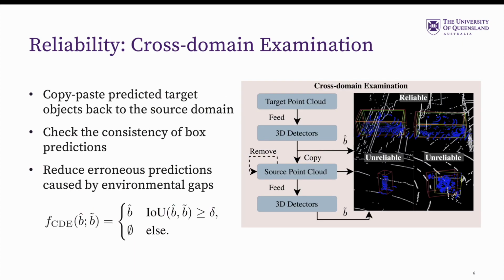Specifically, to address environmental shifts, we introduce a cross-domain examination (CDE) strategy to identify reliable pseudo-labeled objects in the target point clouds. We achieve this by copy-pasting predicted target objects back into the source and assessing the consistency of box predictions through intersection over union, IOU. A high IOU indicates a reliable pseudo-label, which is unaffected by environmental shifts.